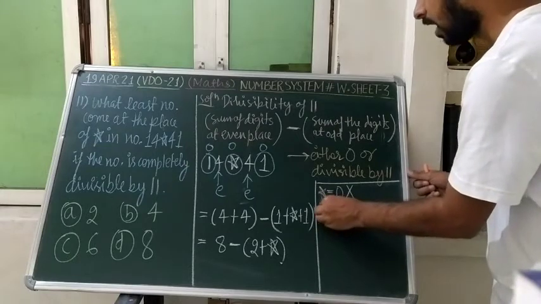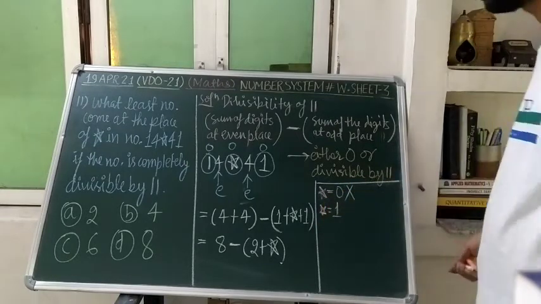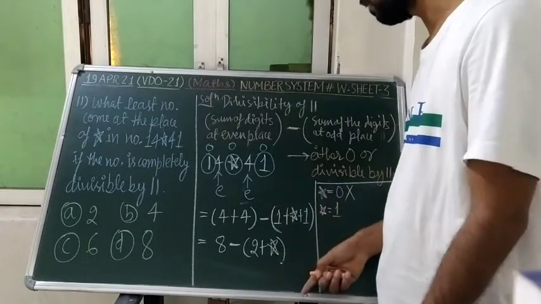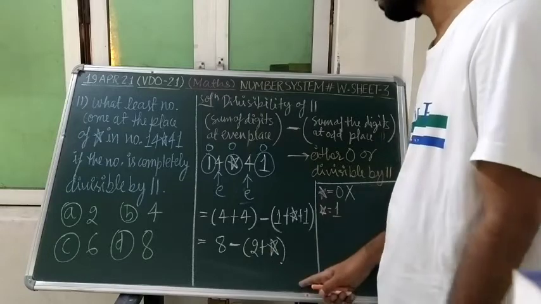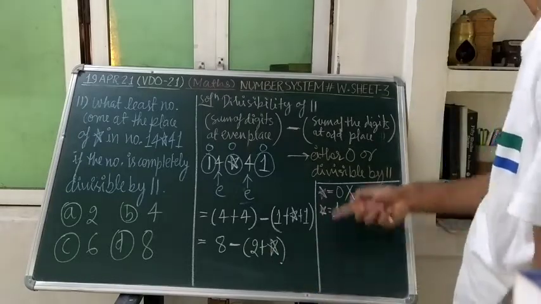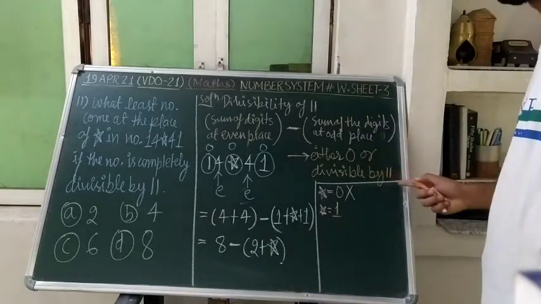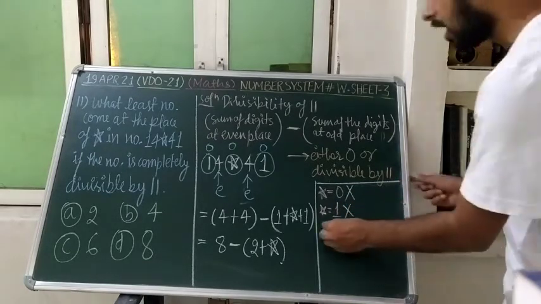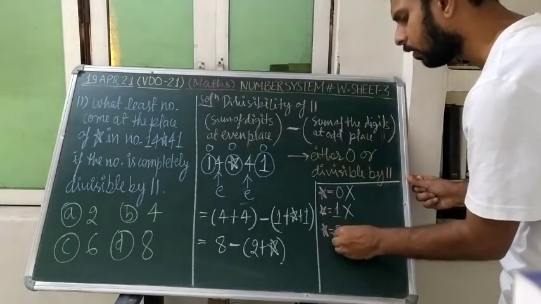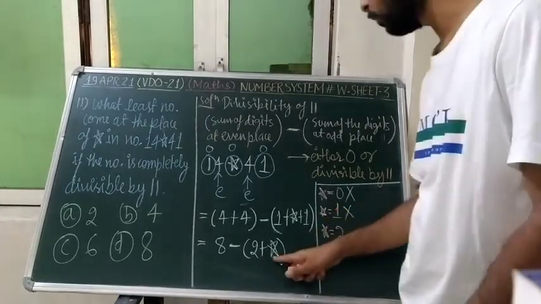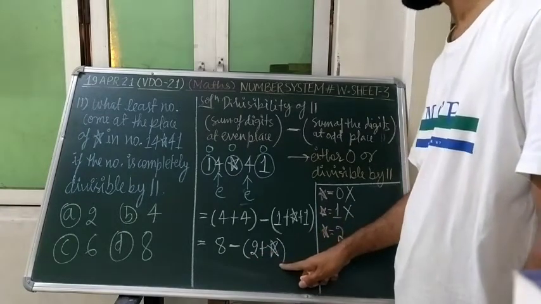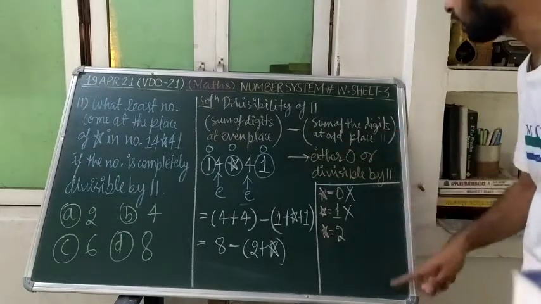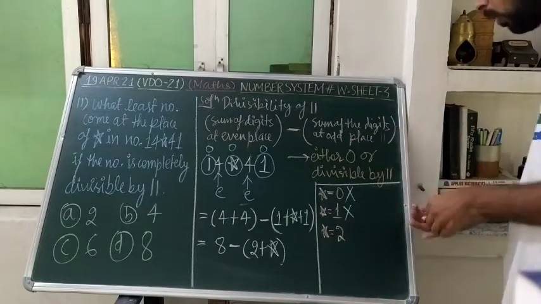We can think that star is equal to 1. So when you put 1 here, 2 plus 1, 3 will become 3. 8 minus 3, 5 will come. And 5 is neither equal to 0 nor divisible by 11. So this one we can't select. Star we can think to have the value 2. When you put 2 here, 2 plus 2, 4 will become, and 8 minus 4, 4 will come. 4 is neither equal to 0 nor divisible by 11. So this 2 also we can't select.